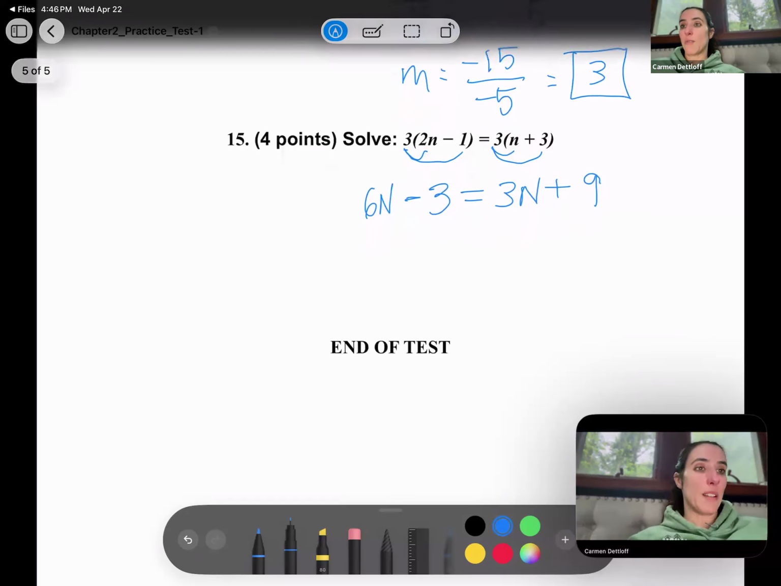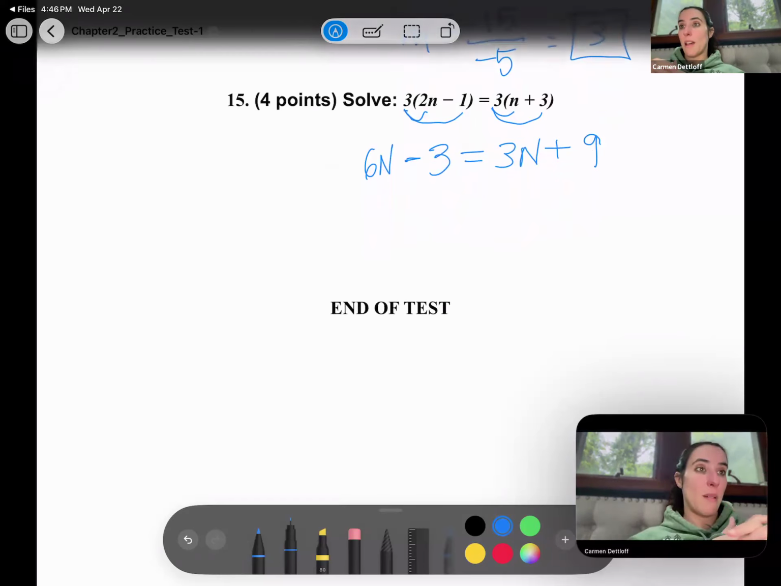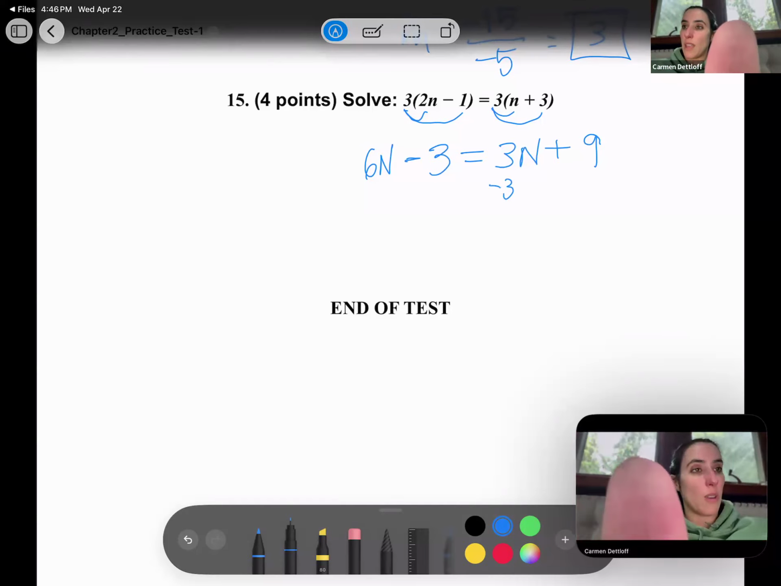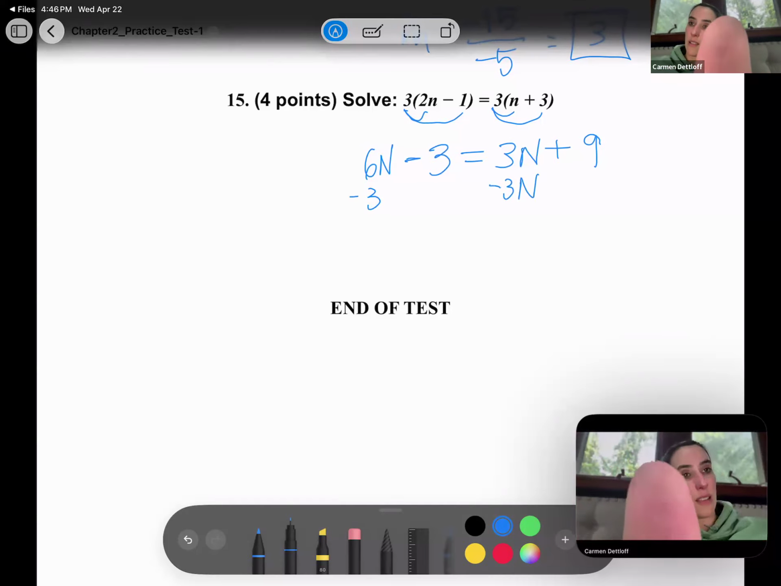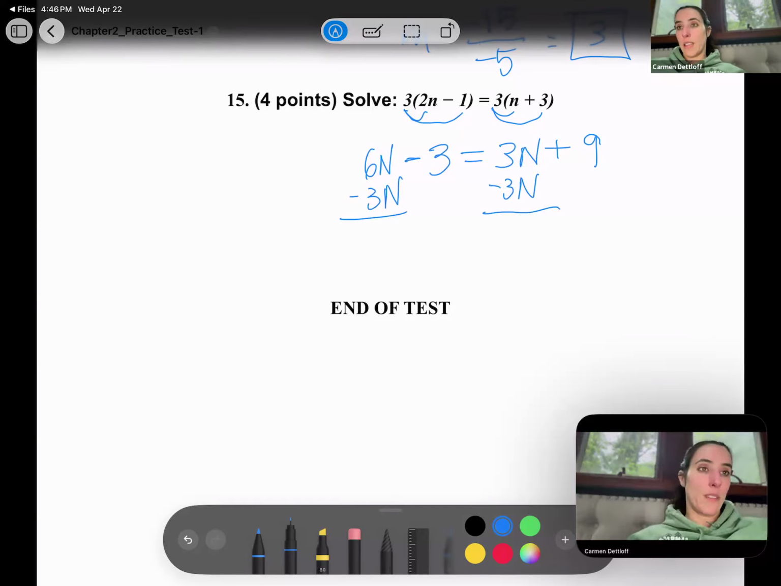Now I'm going to ask myself, I've got this equation set up. I want to get n's on one side and numbers on the other. So how am I going to do that? I'm going to take my n and move it over to one side. Which side should I move to, the left or to the right? I want to move it so that I have positive n when possible. So I'm going to subtract 3n from both sides. I get 6n minus 3n equals 3n minus 3.